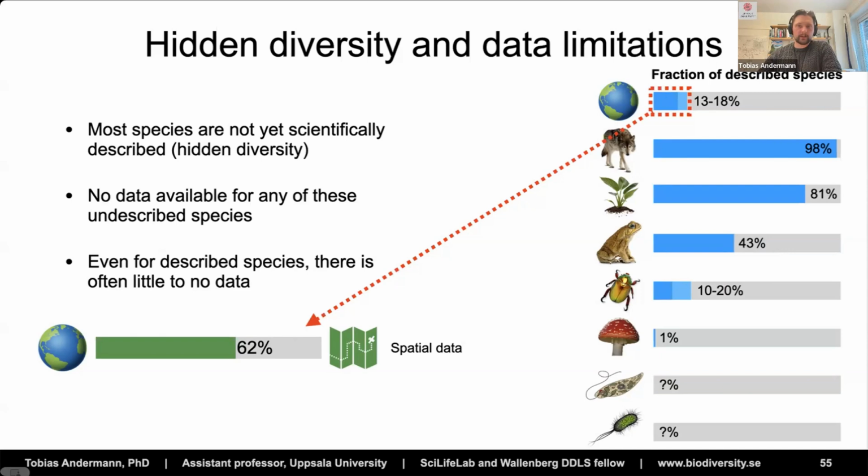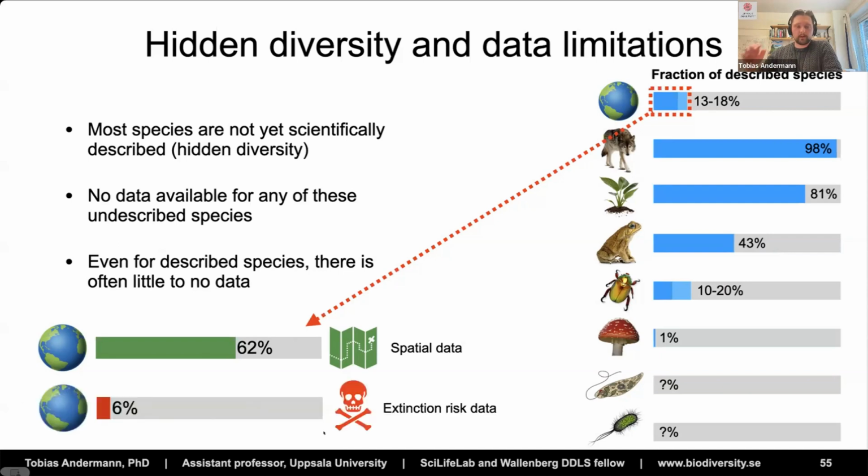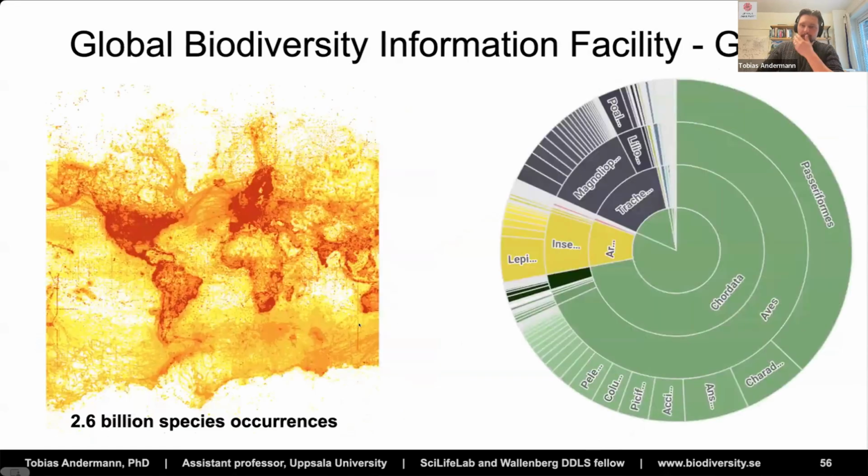Of this fraction, about 62% have at least one occurrence in the database, and only 6% have any extinction risk information. So we have a hard time, just based on available data, mapping what species are where, how important they are for conservation, and how threatened they are. And what's even worse is the taxonomic bias in the data that's available.